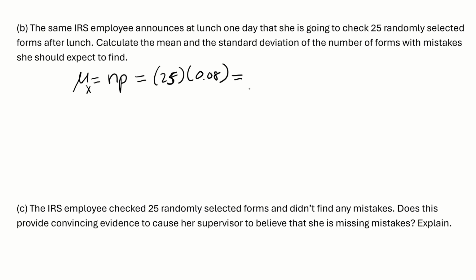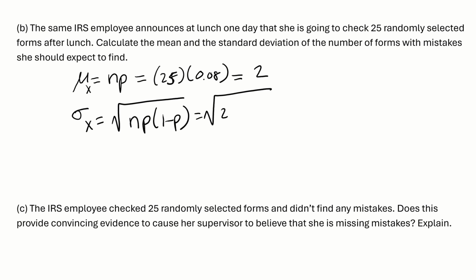All right, so 25 times 0.08, which is 2. And then we're going to do the standard deviation for binomial distribution, which is the square root of n times p times 1 minus p. So the square root of 25 times 0.08 times 1 minus 0.08. All right, you do that, you get approximately 1.36. And that's the mean and standard deviation.